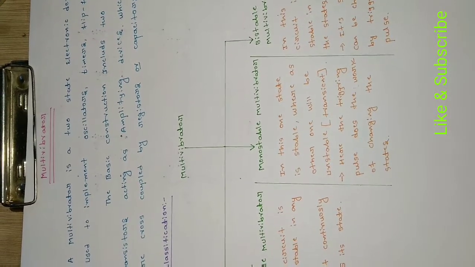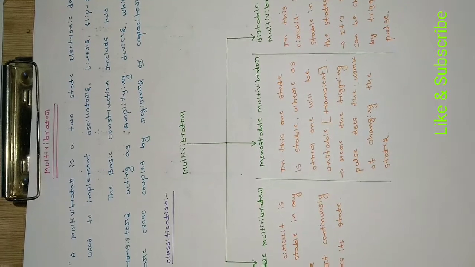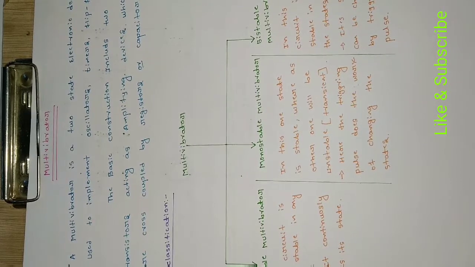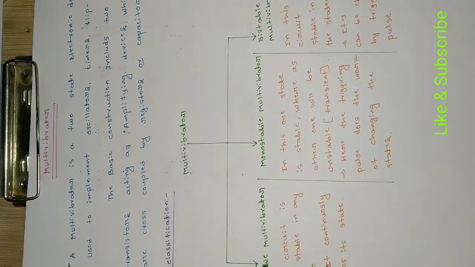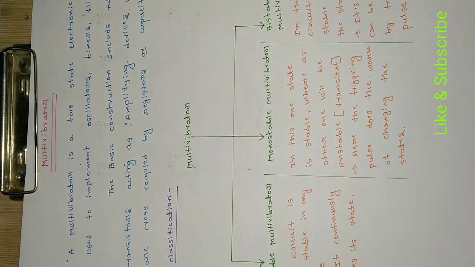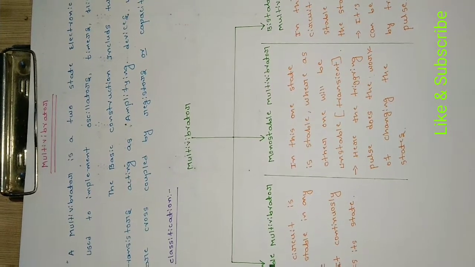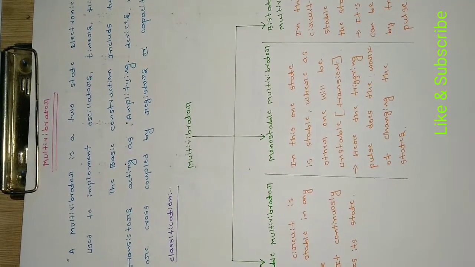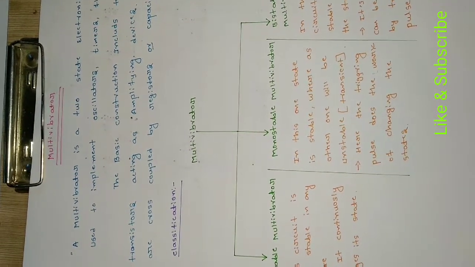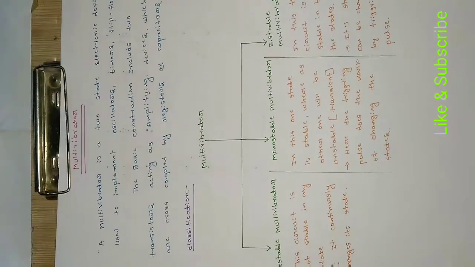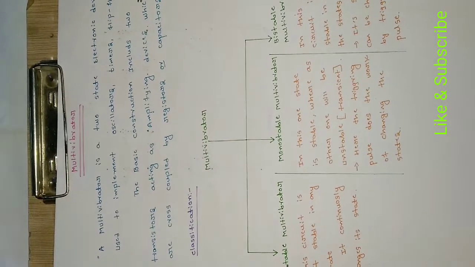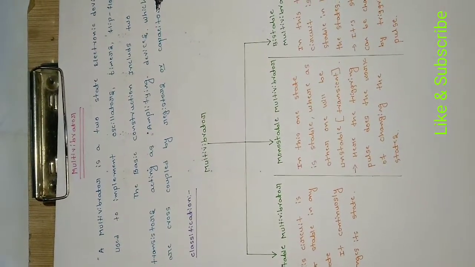If it is having one stable state, then it is called a monostable multivibrator, while if it is having two stable states, then it is called a bistable multivibrator. The basic construction includes two transistors acting as amplifying devices which are cross coupled by resistors and capacitors. Here we will be using two types of components, active components as well as passive components. The transistors are the active components, cross coupled to each other with the help of passive components, that are resistors and capacitors.